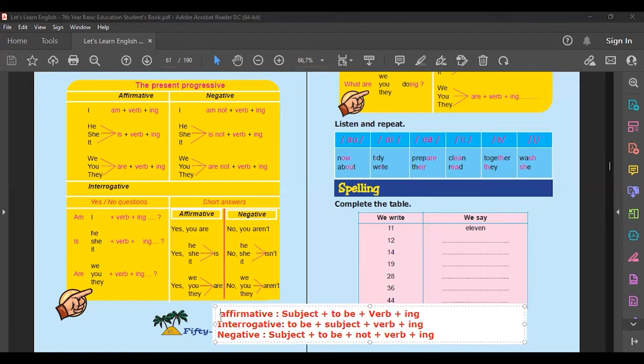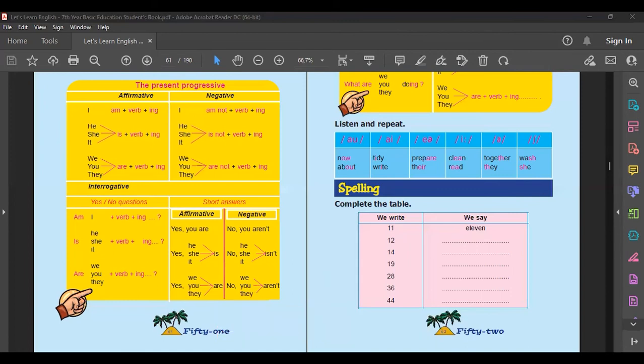From the affirmative or negative, we switch to the interrogative. Notice that all of them start with the subject here. But in the interrogative form we start with to be. The negative takes not, and it is the same as the affirmative, the only thing added is the not. That's it. Okay. So you take a screenshot or whatever.